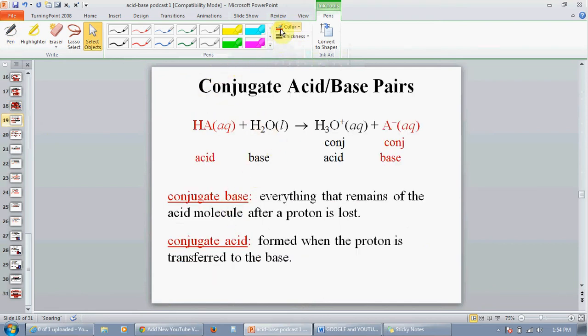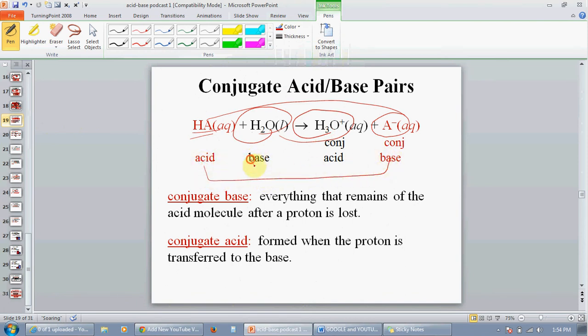Conjugate acids and bases are just the relationship between the original acid and the form after you lose the proton, and the original base and the form after you gain the proton. So acids and their conjugates, and bases and their conjugates, are always related by a proton. A conjugate base is everything that remains from the acid after the proton is lost, and the conjugate acid is what is formed when the proton is transferred.